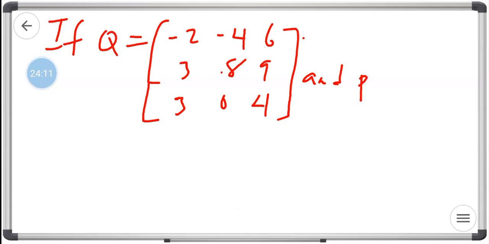And P equals minus 8, minus 4, 3, 6, minus 9, minus 1, 6, 4, 5.